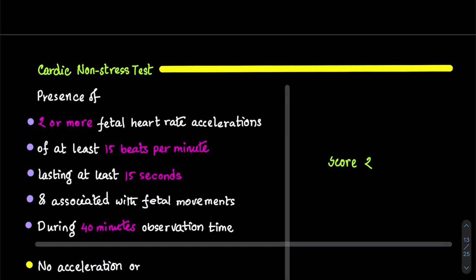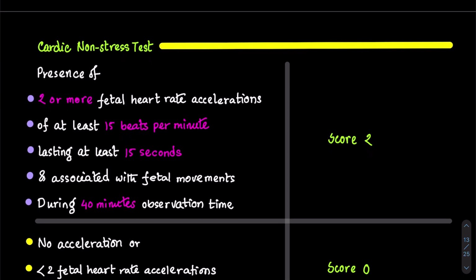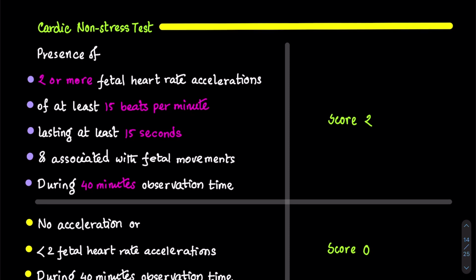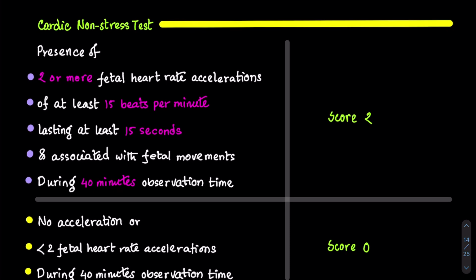Now come to the NST, cardiac non-stress test, to see the cardiac reactivity. To give a score of 2, there should be presence of 2 or more fetal heart rate accelerations of at least 15 beats per minute, lasting at least 15 seconds during the 40 minutes examination time. So that's not easy to remember. Fortunately, you don't have to do it with ultrasound. If we see no or less than 2 accelerations during this time, then the fetus will be given 0.